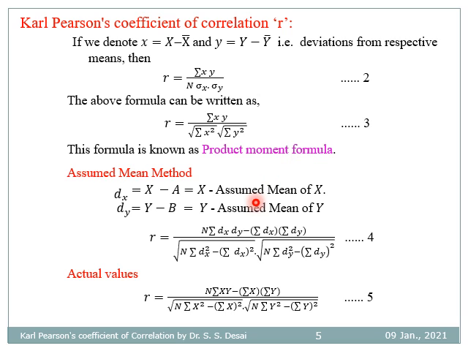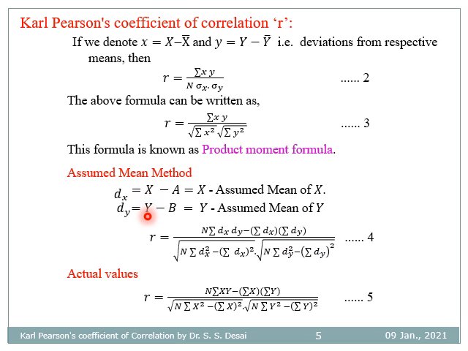Again, there are two different methods. If the means are not integers, then we use the assumed mean method, and the formula is like this: r equal to n into summation of dx into dy minus summation of dx into summation of dy, divided by root of n into summation of dx square minus summation of dx bracket square, into root of n into summation of dy square minus summation of dy bracket square.